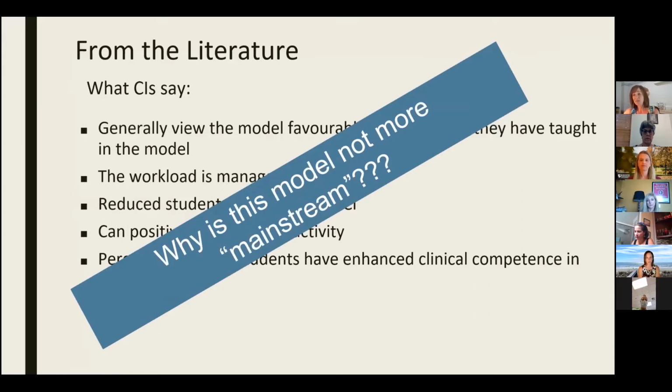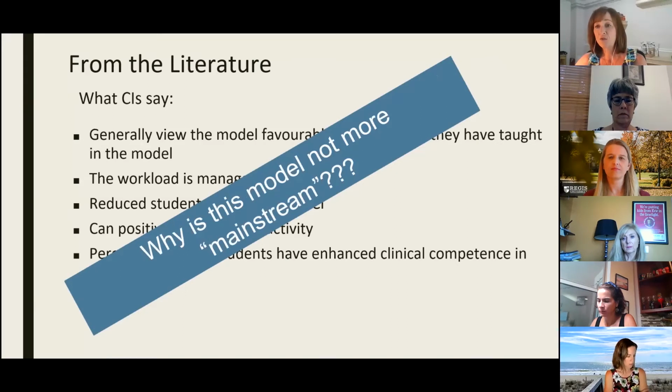These are all things that have come out of a good volume of literature, both in physical therapy, occupational therapy, speech therapy. Many of the authors suggest that CIs need training. They need academic support. They need specific information on teaching strategies.